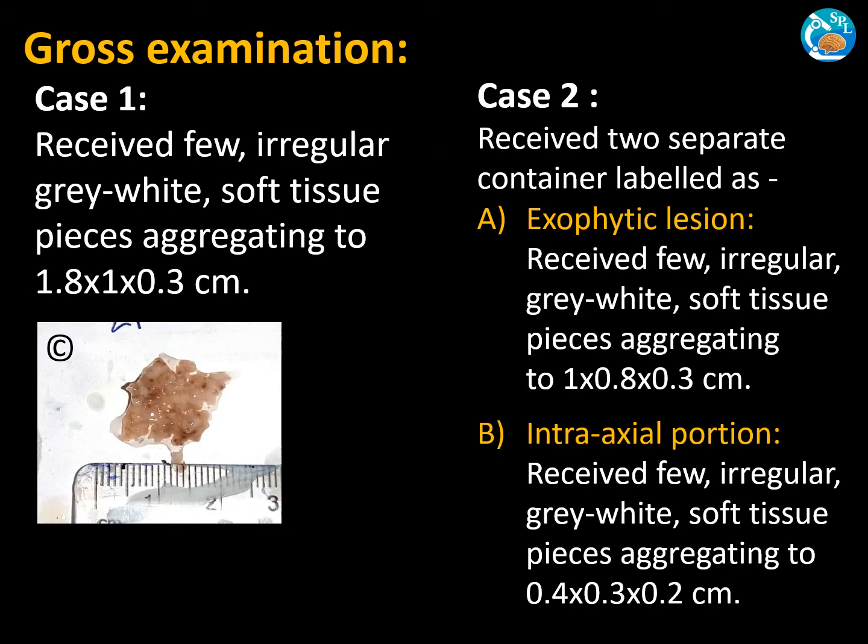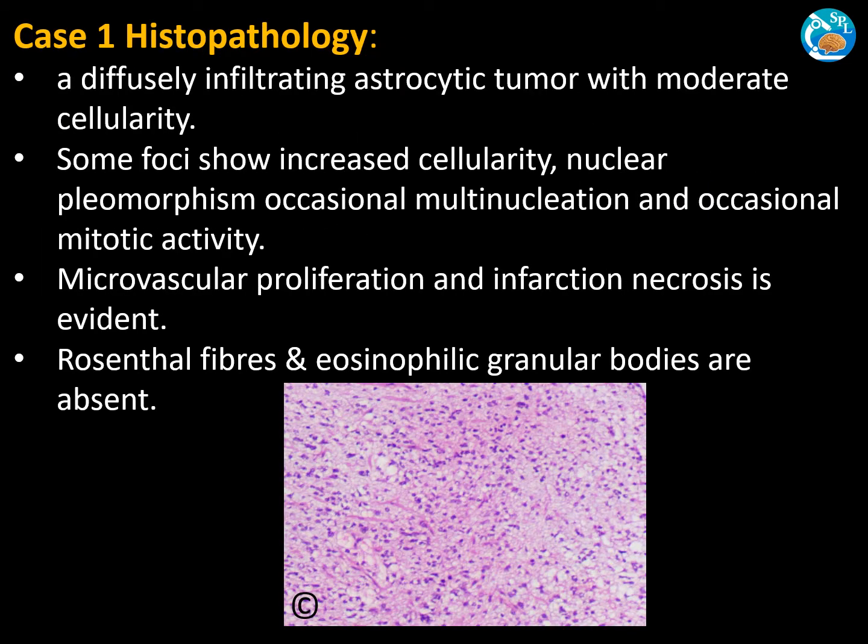We received the two tumors in our lab. One tumor was from Kolhapur and the other tumor was from Solapur. Now this is the histopathology of case 1. It was a diffusely infiltrating astrocytic tumor with moderate cellularity.